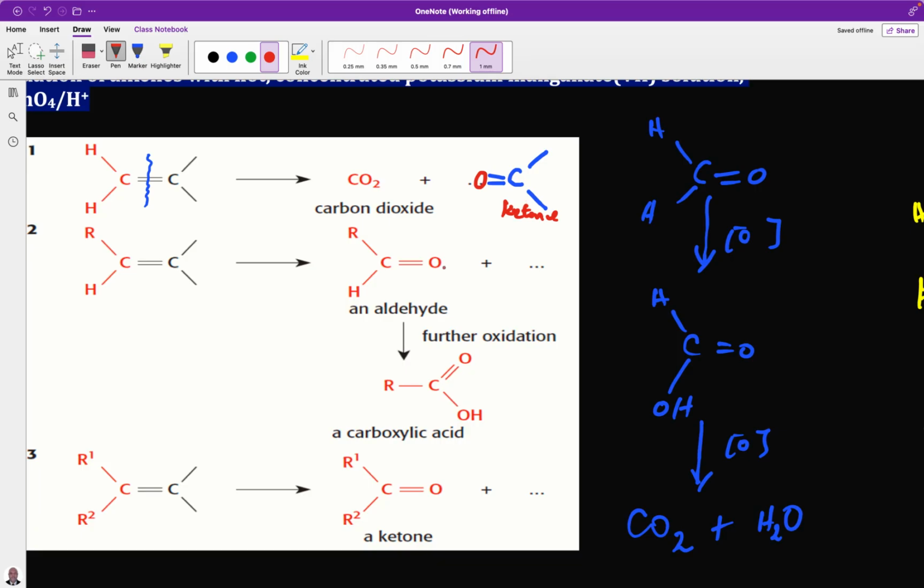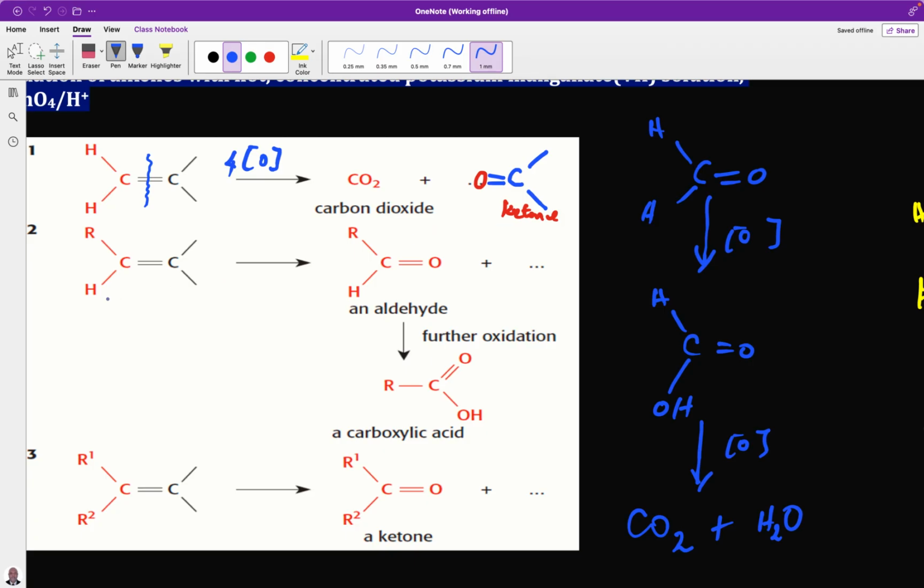Okay, so now let's go to the second one. The second condition is when there is one alkyl group and one hydrogen atom. What do we do? If we were to balance this equation here, the oxidation will take place with 4 of these. That will give carbon dioxide and water plus this ketone.